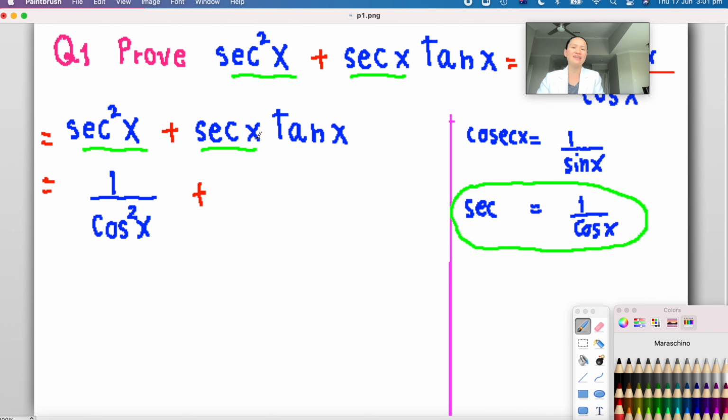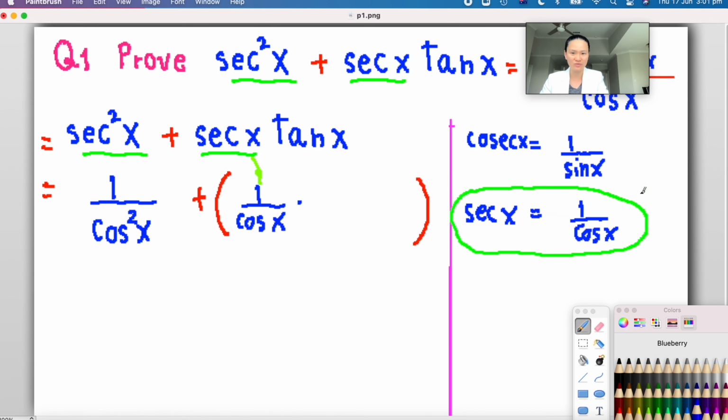We plus sec x. Okay, I forgot to put x here. Sec x, I know that sec x equals 1 over cos x. So I would like to put the bracket here super quick. Sec x here equals 1 over cos x. Okay, I write down here 1 divided by cos x times tan x. We just learned another formula. Do you remember this one?